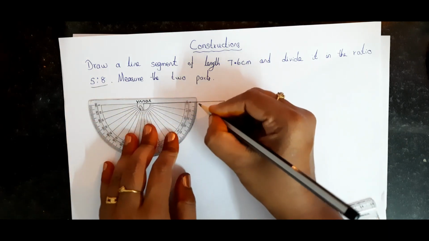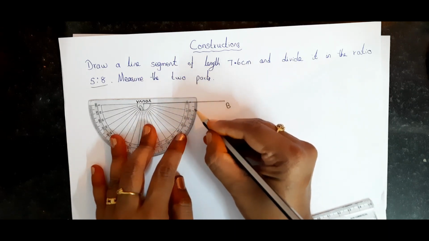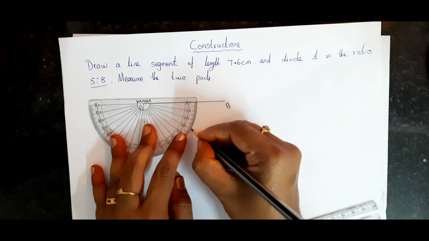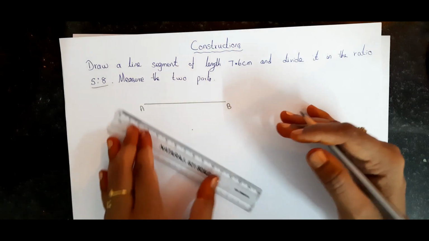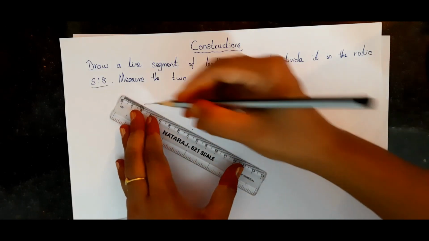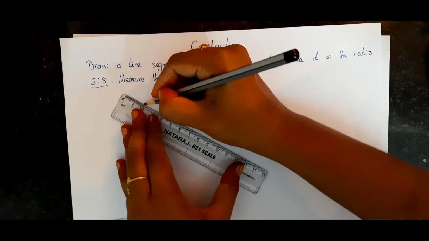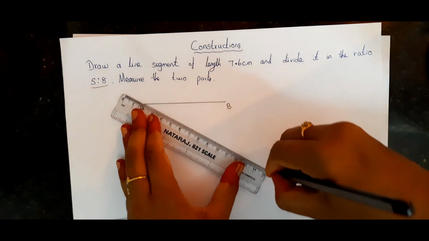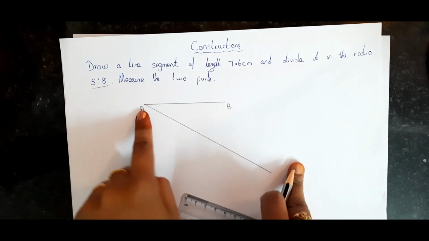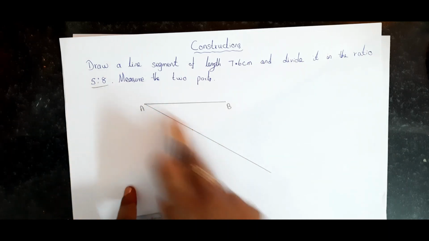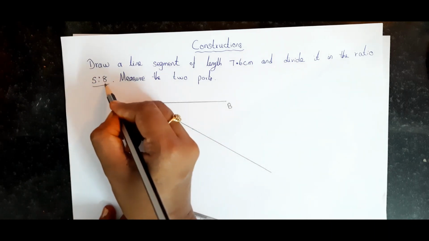So I am going to mark 30 degrees. Here 0, 10, 20, 30, right? So mark 30 degrees. You can take 40 also, no issue. From A we have to join this point and extend the line. What I did here is I took an acute angle from A. 30 degrees I marked, right? Then extend the line.